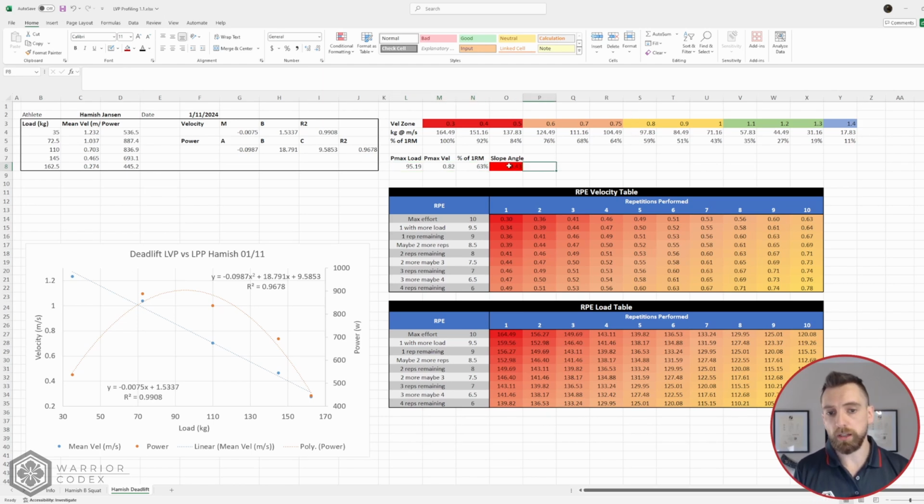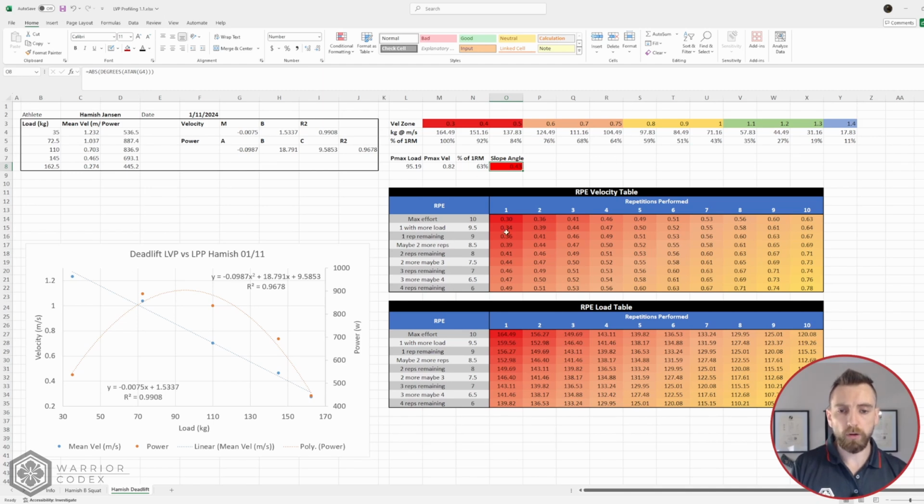The next thing I'll take a look at is the angle of this slope. Based on whether the slope is above 45 degrees, 45, or under 45 degrees, I can determine whether somebody is strength focused, speed focused, or a balanced athlete. With my number here being 43, I can see that I'm sitting slightly under. So for the deadlift and the numbers that I've generated on this particular test day, I am slightly more strength focused, with 45 being the balanced athlete.